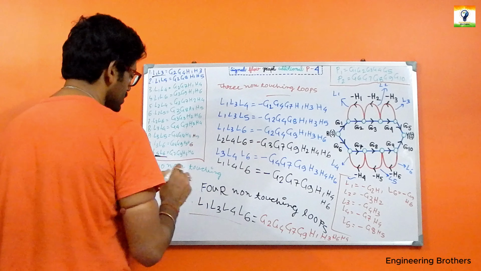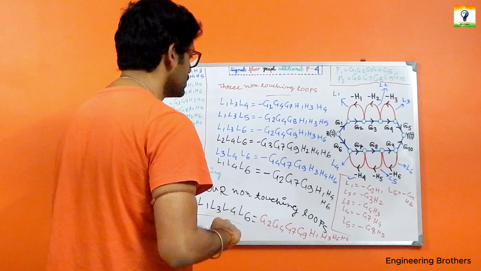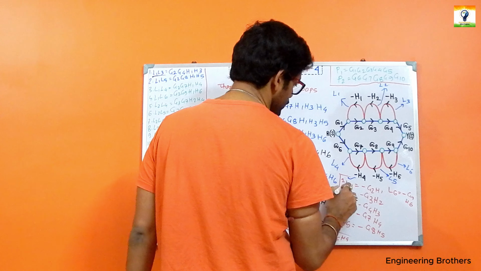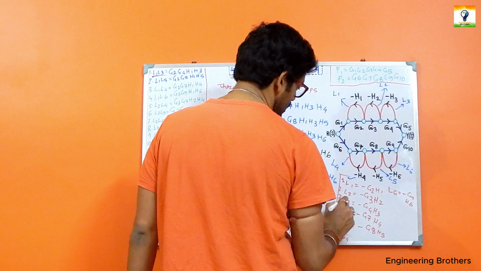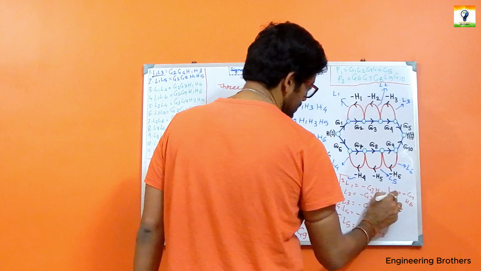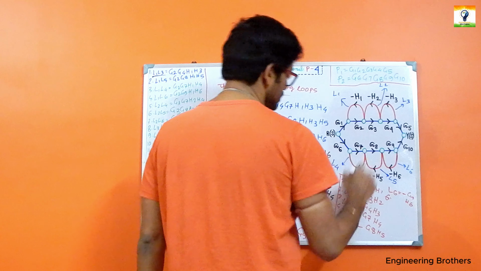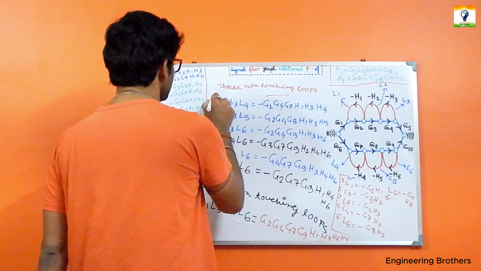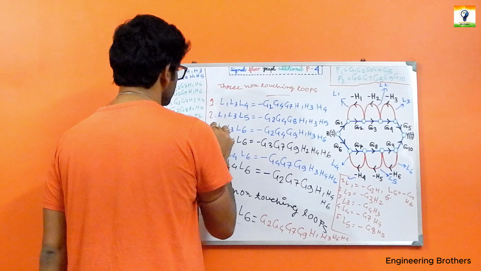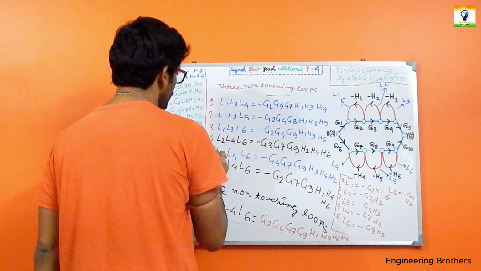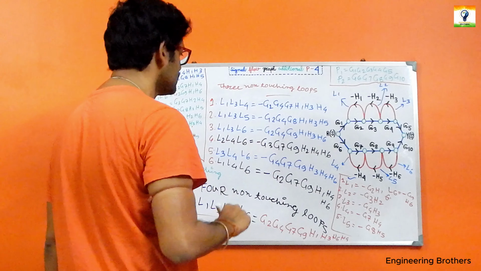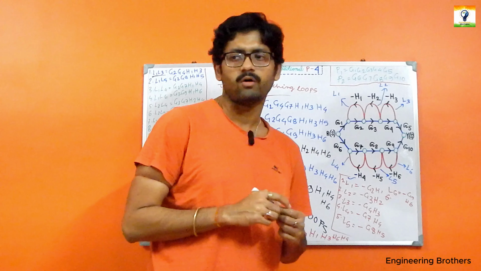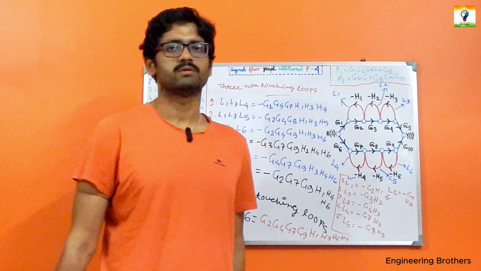Now we have got our four non-touching loops, and we have got our six individual loops present over here, which is 1, 2, 3, 4, 5, 6 as our six individual loops. And for our three non-touching loops we have got three non-touching loops over here. In our next part we should form the delta formulation for that one.